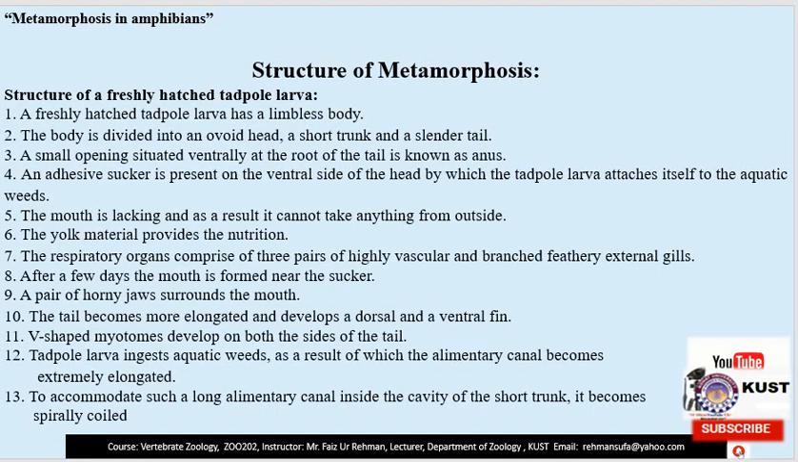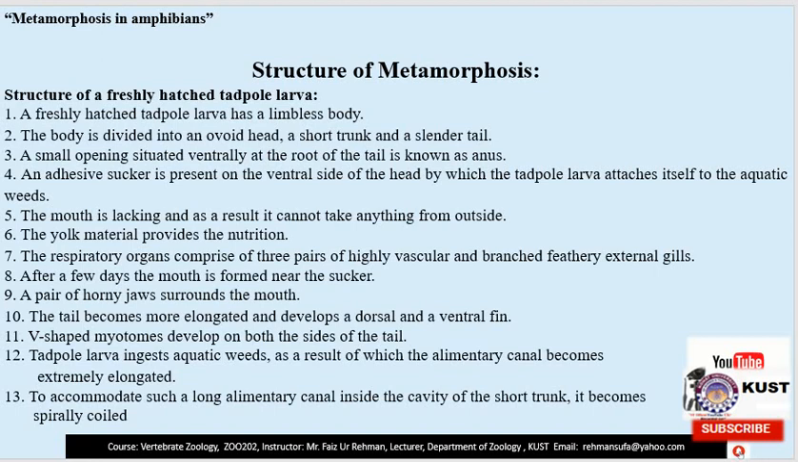The mouth is lacking, and as a result it cannot take anything from outside. The yolk material provides nutrition. The respiratory organ comprises three pairs of highly vascular and branched feathery external gills. After a few days, the mouth is formed near the sucker. A pair of horny jaws surround the mouth.